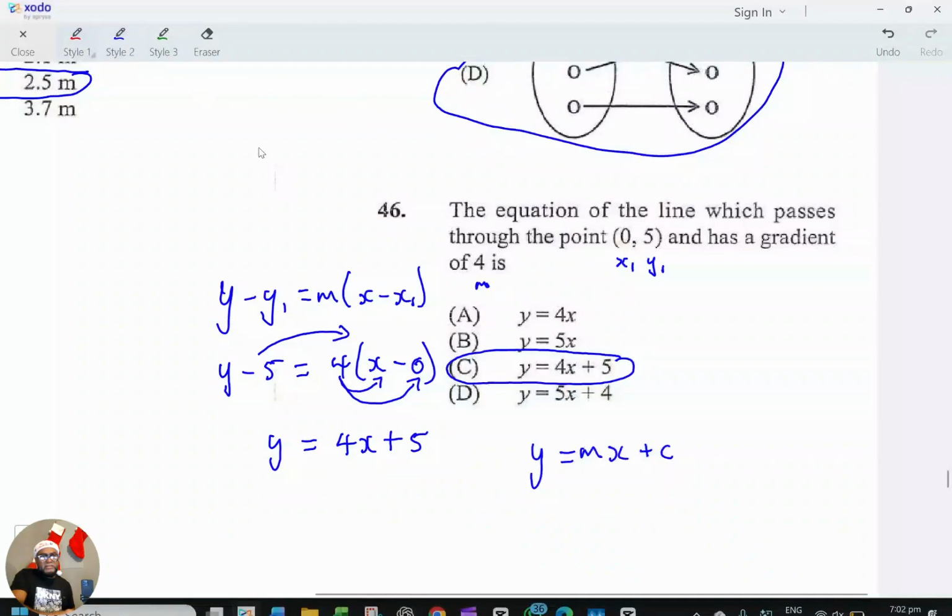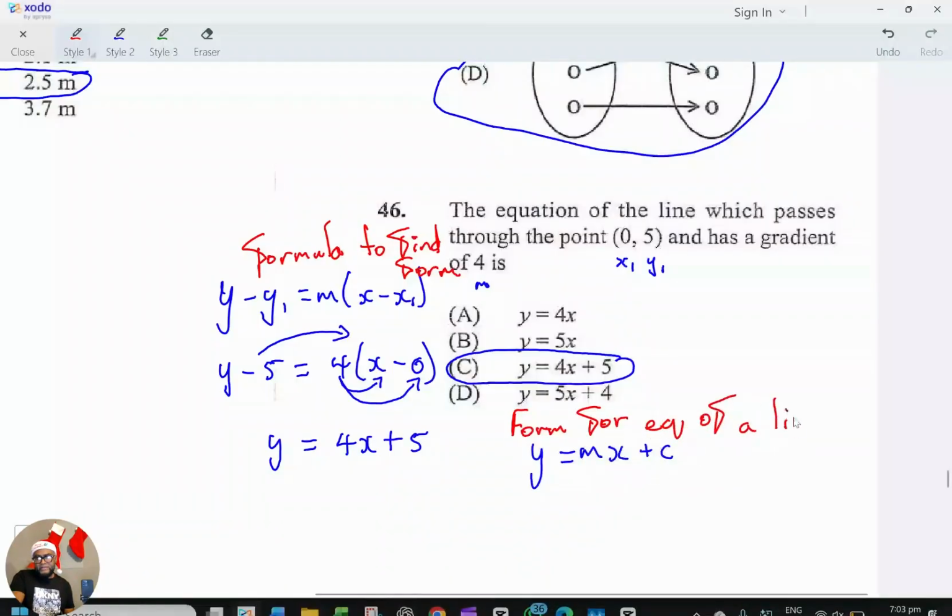So remember, there's some points to note. This is your formula to find the form. Right? And what's your form? This is your form. This is the form for the equation of a line. Right? Proper thing.